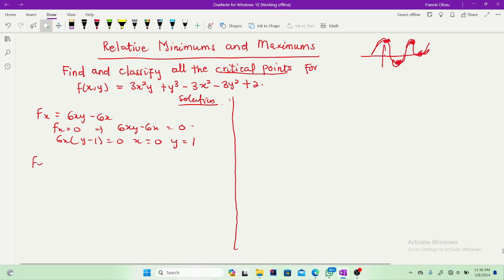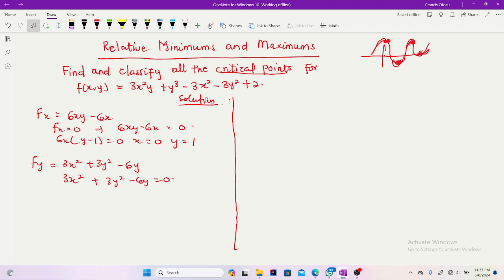Now what about my fy? My fy is equal to, whatever I see x becomes a constant. So here I'm going to get 3x squared, because when I differentiate y, I'll get 1. When I differentiate y cubed, I'll get 3y squared here. So plus 3y squared. Then this becomes 0, and I'll have minus 6y. The 2 becomes 0. So right now I have this, and this should also be equal to 0: 3x squared plus 3y squared minus 6y equal to 0. A critical point is not just a single coordinate; we need two coordinates x and y to form a critical point.